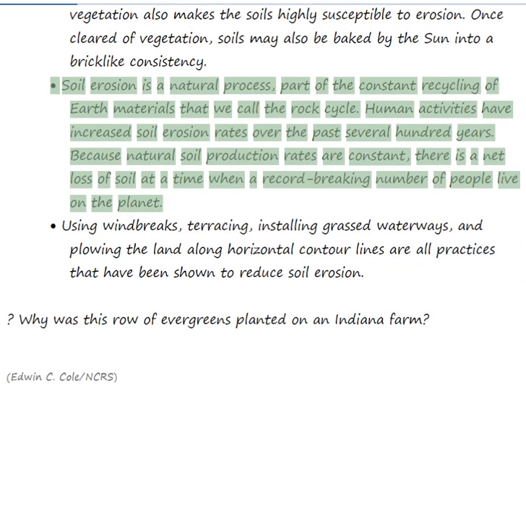Soil erosion is a natural process, part of the constant recycling of earth materials that we call the rock cycle. Human activities have increased soil erosion rates over the past several hundred years. Because natural soil production rates are constant, there is a net loss of soil at a time when a record-breaking number of people live on the planet.